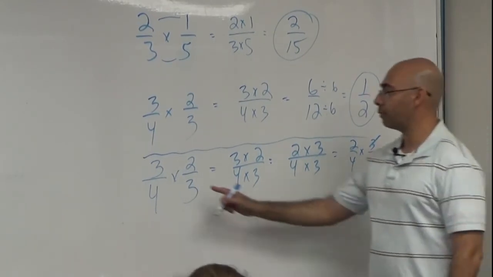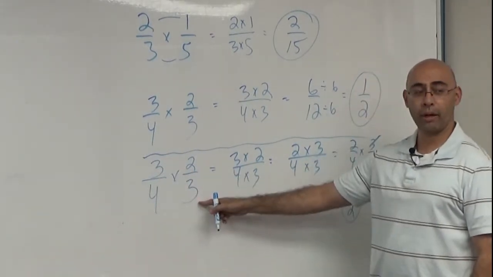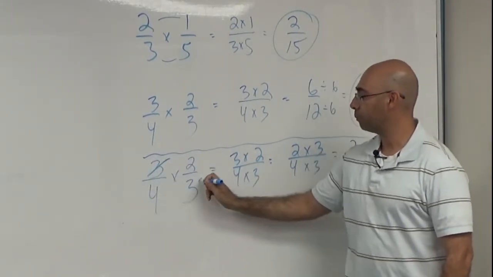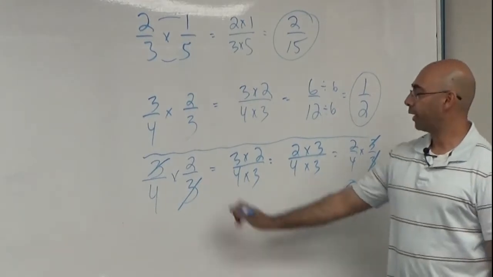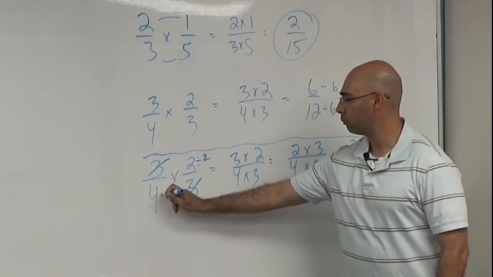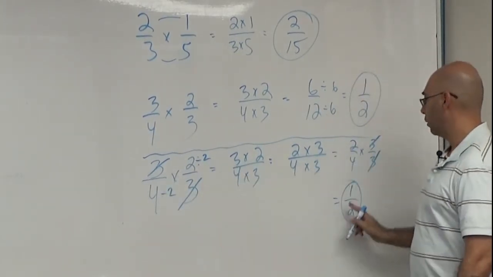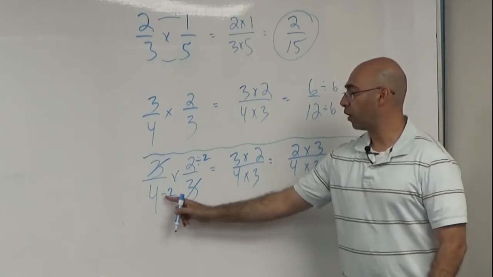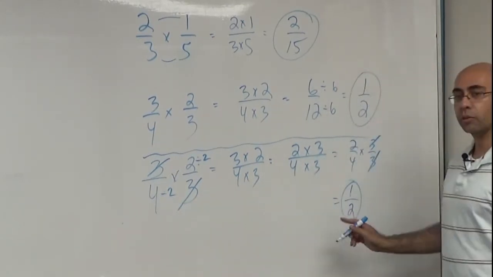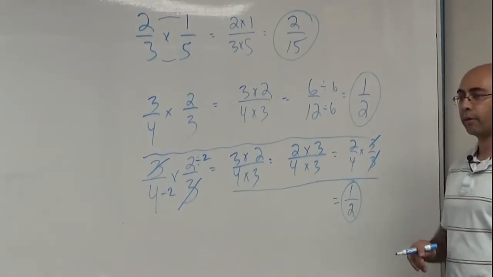So looking at it this way, you can say, you know what, I've got a 3 up here and a 3 down here. Cross them out. I can divide this by 2 and divide this by 2. What's 2 divided by 2? 1, there's my 1. What's 4 divided by 2? 2, there's my 2. So you can save yourself all these steps right here.